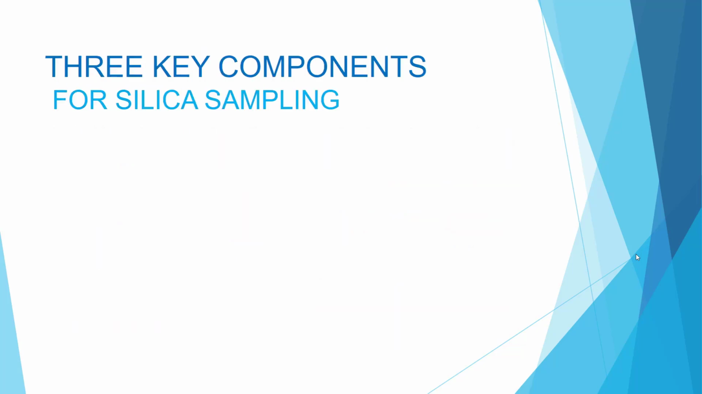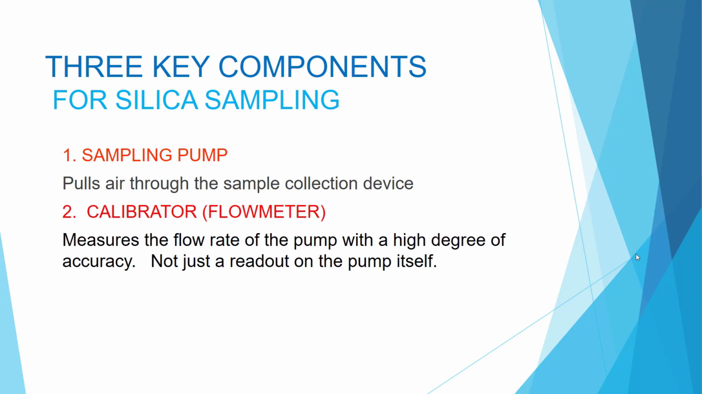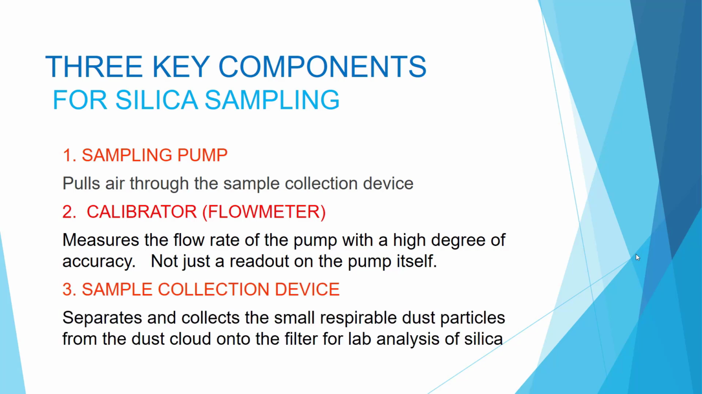Now that we covered the OSHA standard itself, let's move on to the 3 key components for silica sampling. 1 is the sampling pump, which simply pulls air. 2 is the pump calibrator, also called a flowmeter. This device measures the flow rate of the pump with a high degree of accuracy. The third thing is the sample collection device. This separates and collects the small respirable dust particles from the dust cloud onto the filter for the lab analysis of silica.